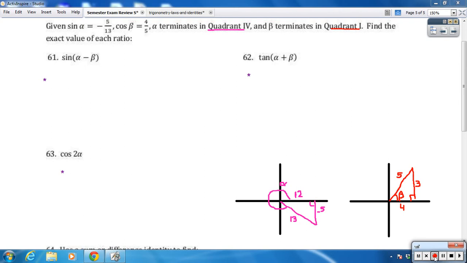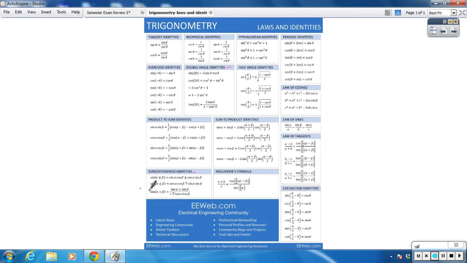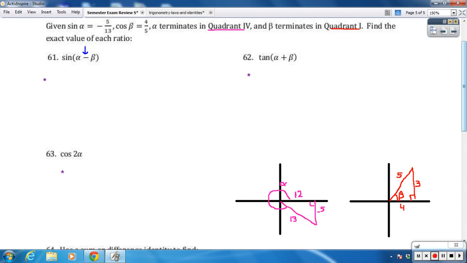So the first question we're going to answer is the sine of alpha minus beta. First off, I notice that I am subtracting two angles, so I'm going to use the sine difference identity. Whenever we're doing the sine difference identity, the sine is going to be the same: sine alpha cosine beta minus cosine alpha sine beta. So here's our difference of angles identity applied.